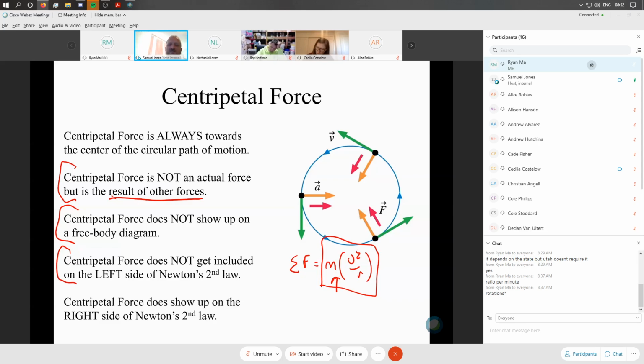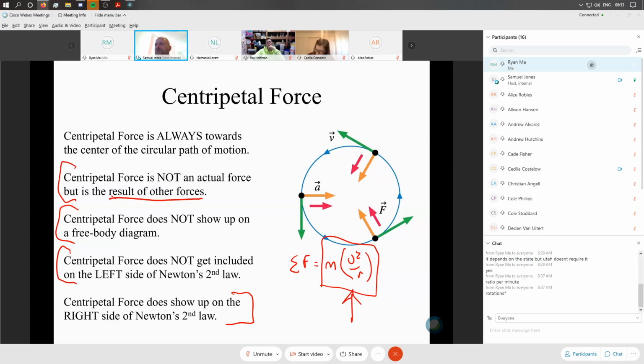So centripetal force, if you want to think of it, will show up as the result of all the other forces. That's what we get on the F equals ma, on the mass times acceleration side. That's where you see centripetal force. It's the result of the other forces. How do I know? Well, if it's in a circle, I know that the acceleration has to be v squared over r. Otherwise, it wouldn't be in a circle. It would be something else.